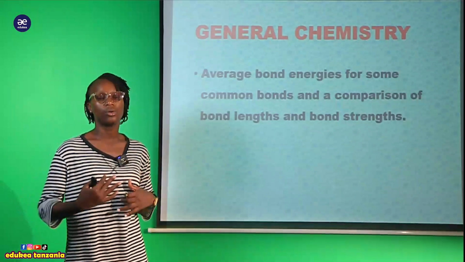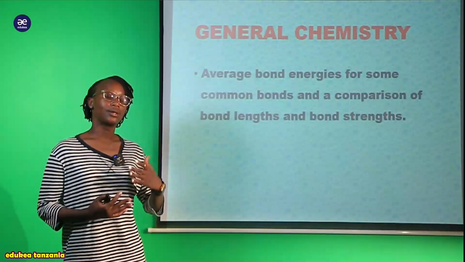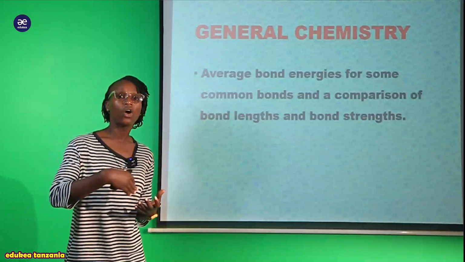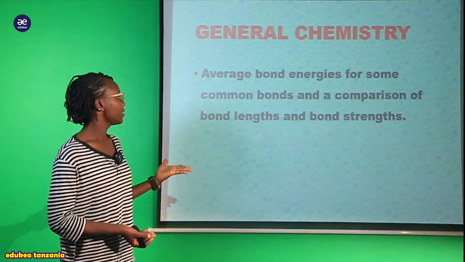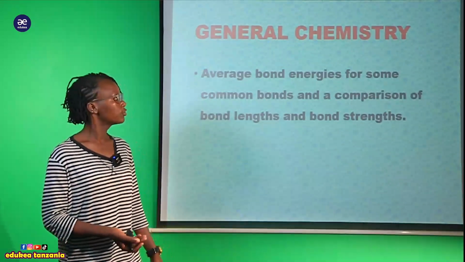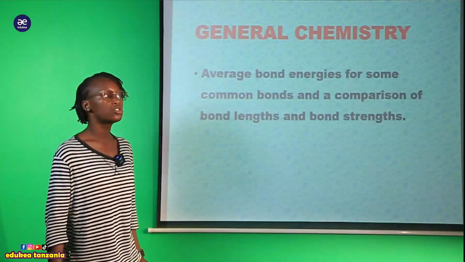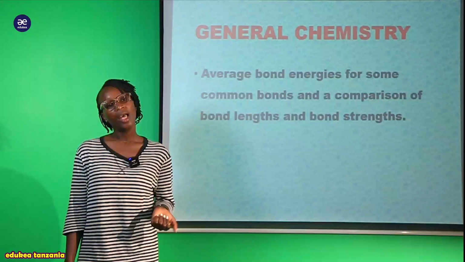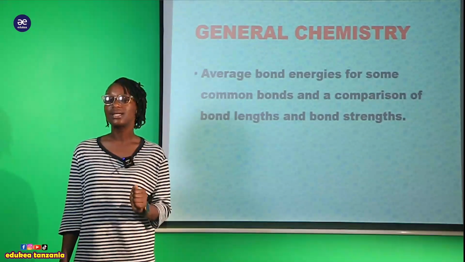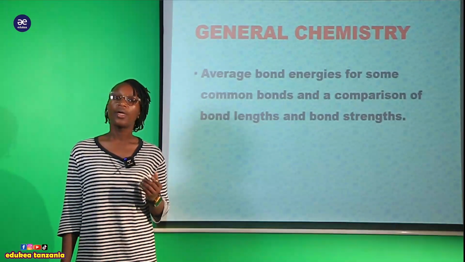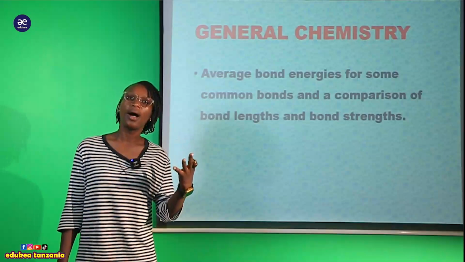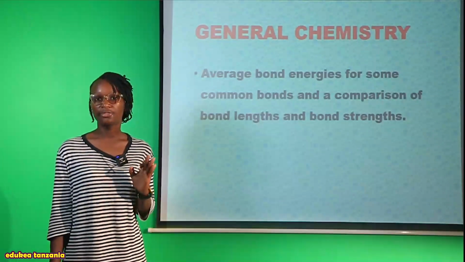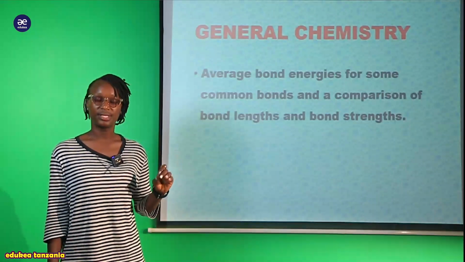Common bonds zile bond ambazo most huwa zina common, yani tunakutana nazo kila siku kwenye baadhi ya reaction whatever, so they are common. So tutaenda kuangalia the average bond energies, but also we can compare the issue of the bond length and the bond strength. Kumbuka tulisema kwamba the bond length decreases with the increase in the bond strength. Kwa hiyo kama bond strength itakuwa ni kubwa, maana kwamba the bond length itakuwa ni nini? Itakuwa ni ndogo. So you have to note that.